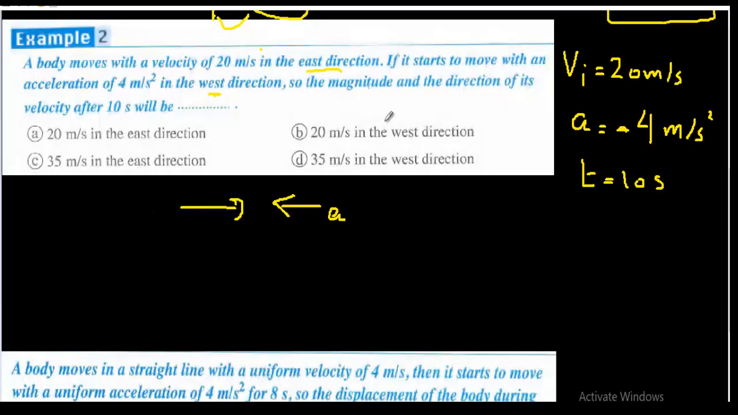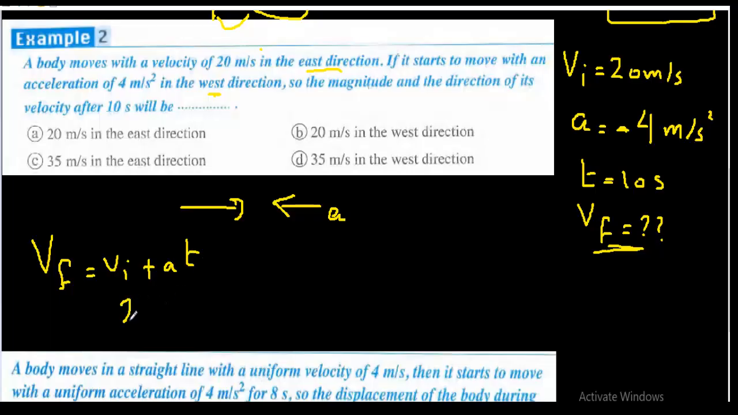he needs the magnitude and direction of velocity. He needs the final velocity, so this is the unknown. We have 3 givens and an unknown, so we will use the first equation, which contains Vf equals Vi plus At.